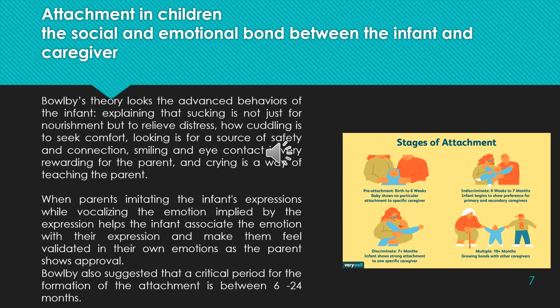The last stage is the multiple. It occurs after 10 months. It's the growing bond with other caregivers. It's when the child starts to recognize other family members or close friends, and the recognition is mutual. This means that the child is able to identify the other multiple caregivers that have a strong connection, an emotional connection, and a caring connection with the child during this stage.